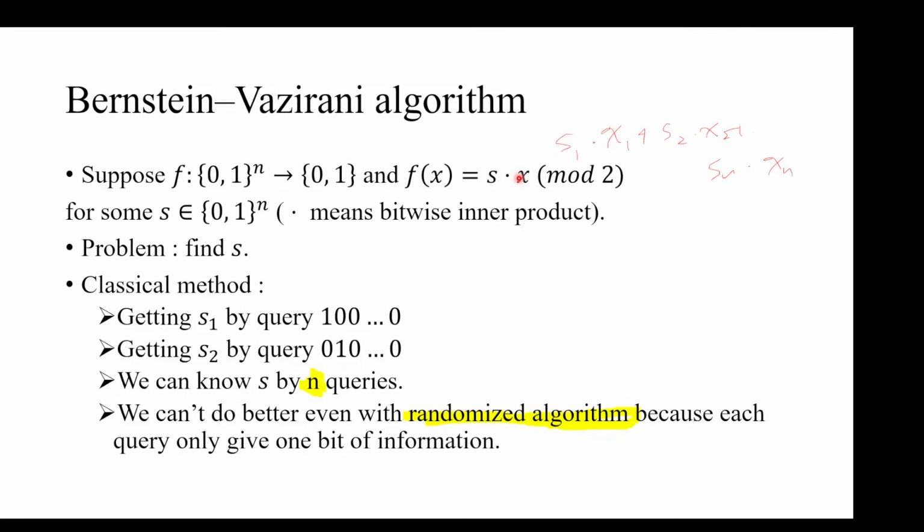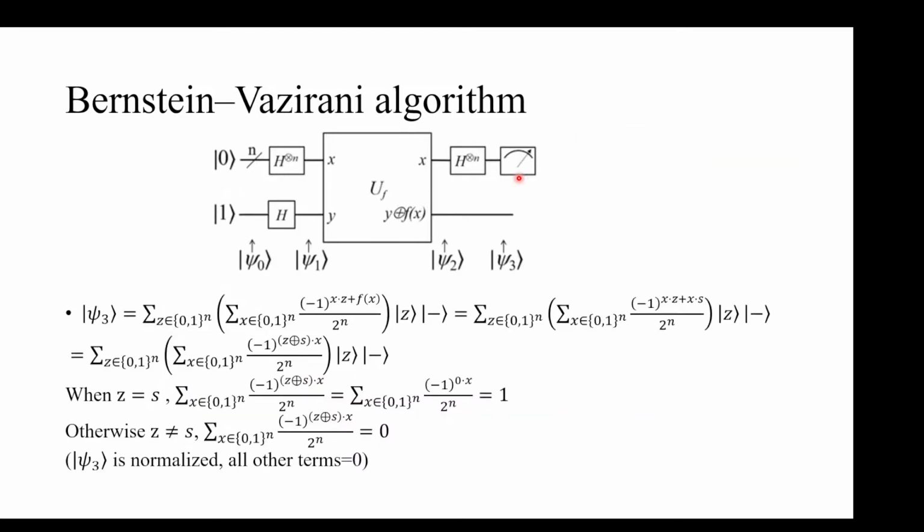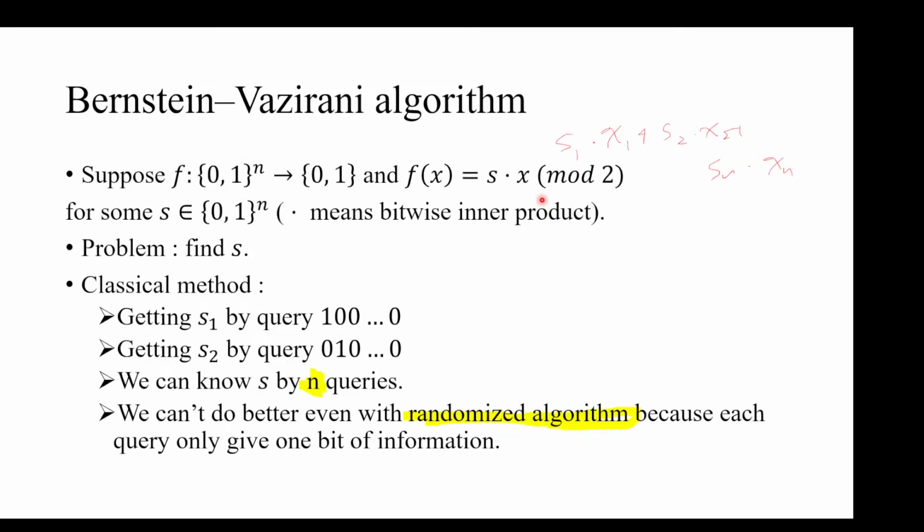One interesting point before we do the calculation is to remember that s is an n-bit string, and a classical query can only get a 1-bit output each time.